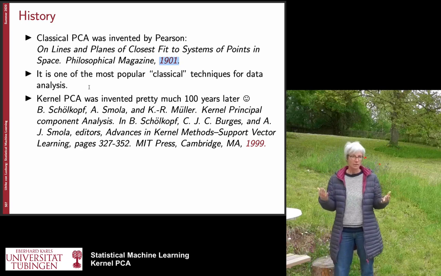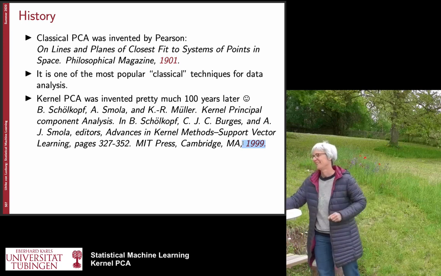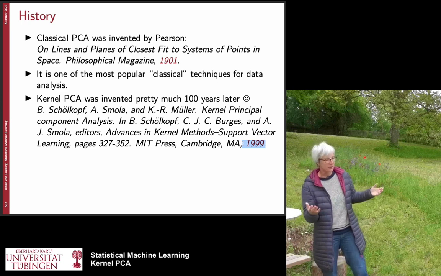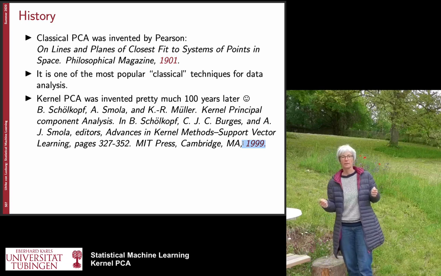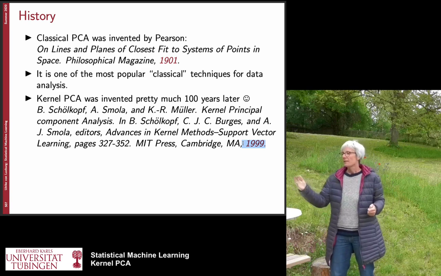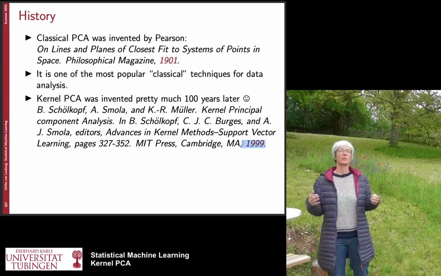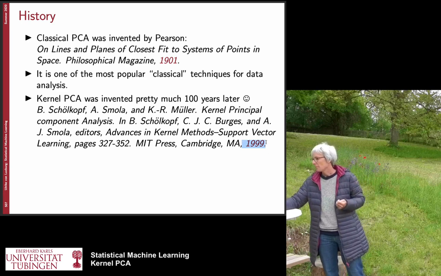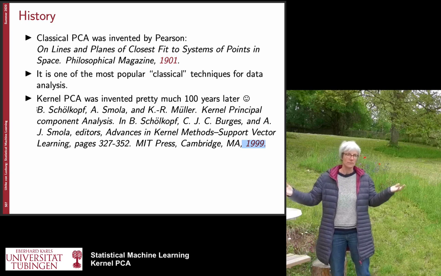And now the kernel PCA was invented more or less exactly 100 years later, namely 1999, by Bernhard Schölkopf and Alex Smola and Klaus-Robert Müller. That was in the rise of the kernel kind of algorithms. We have seen the support vector machine. It was invented a couple of years earlier, the kernel version, I think 1996. And that was when everything started. And then this is again yet another breakthrough in the field of kernel algorithms, because this is something that is really surprising and also cool that you can do that. So it was published in 1999. And I guess many of you know Bernhard Schölkopf. He's in Tübingen as well.